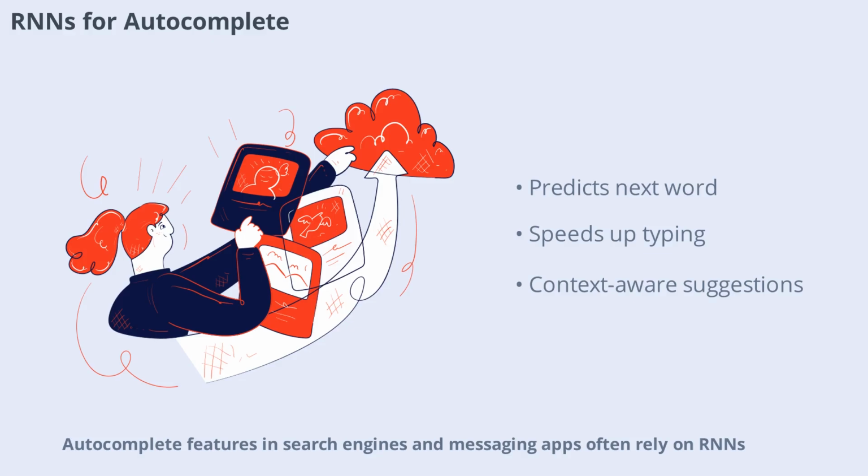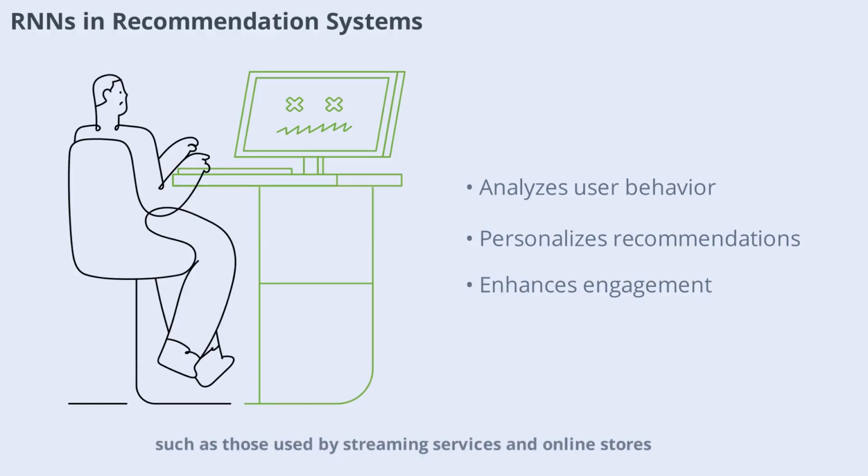Autocomplete features in search engines and messaging apps often rely on RNNs. By predicting the next word or phrase as you type, RNNs help speed up communication and reduce typing effort. These systems use the context of what you've already written to make intelligent suggestions, making them more helpful and accurate than simple dictionary-based approaches.